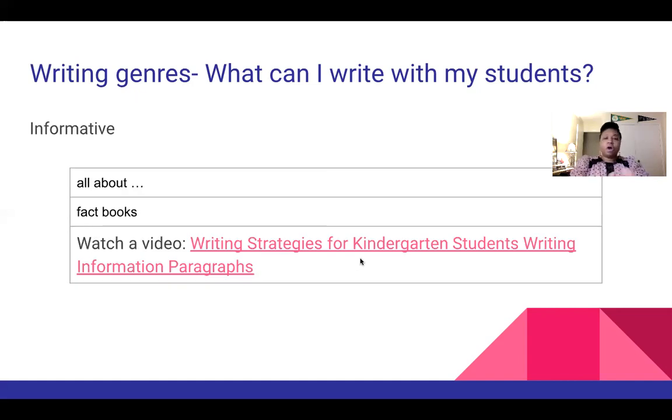Informative. You can have those all about books, like books that tell all about the letter M, stories that are written on sheets of paper or on whiteboards that talk all about different animals. And when I say books, you can actually take these writings and make them into books. And I'll talk about that a little bit later. But there's also a wonderful writing strategies for kindergarten students writing information paragraphs video that you can take a look at to see that informative writing can happen in the kindergarten classroom.